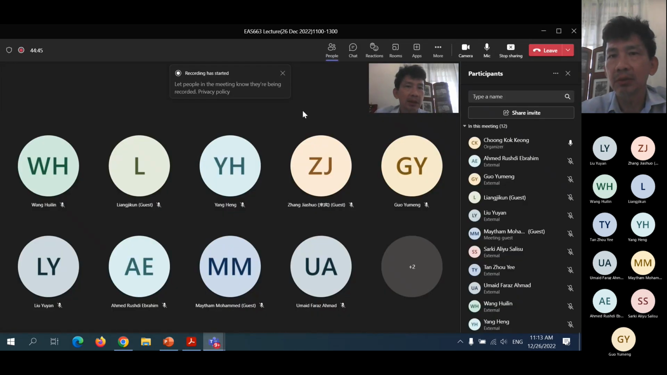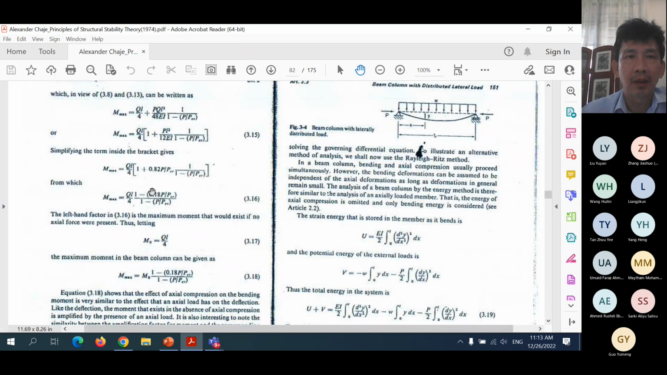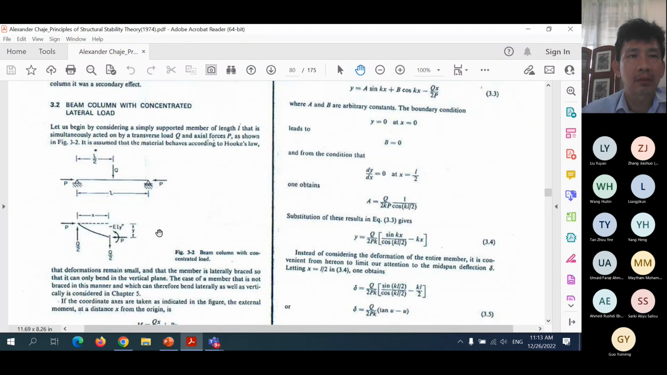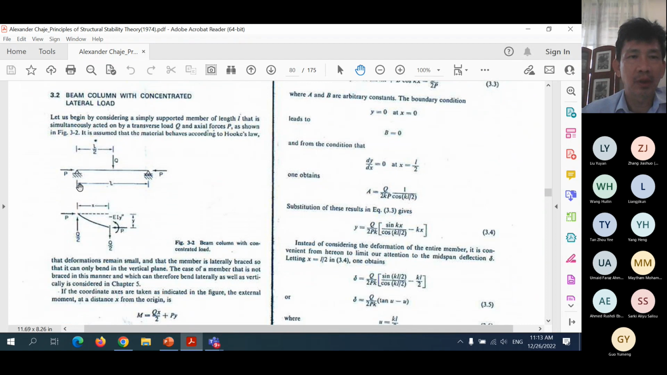If there is anything that you cannot hear or cannot see clearly, please let me know, class. Now, there are some mathematical manipulations that you can refer to in the detail given in the notes. I'm going to go through with you the main process. For this case of beam column subjected to a lateral load, a point load acting in the middle, as shown in this diagram here.